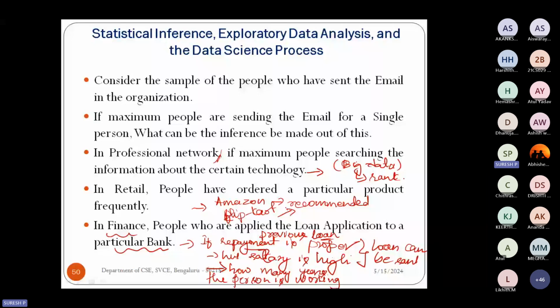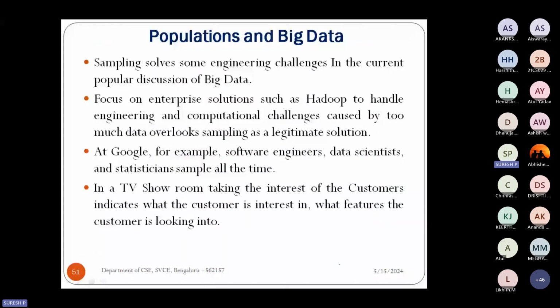If you take retail, what will happen? If you are frequently ordering a product, it is going to recommend that product so that you are going to use it in the near future. The kind of sampling is also the same thing.